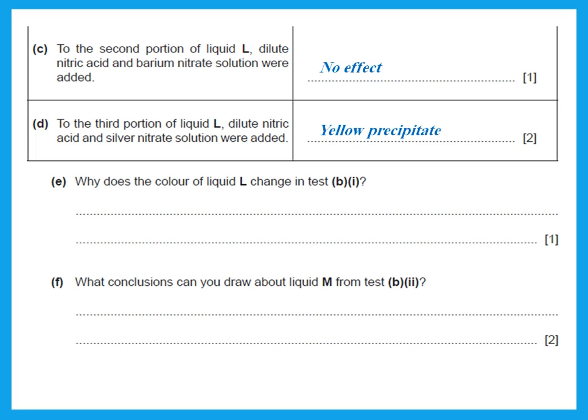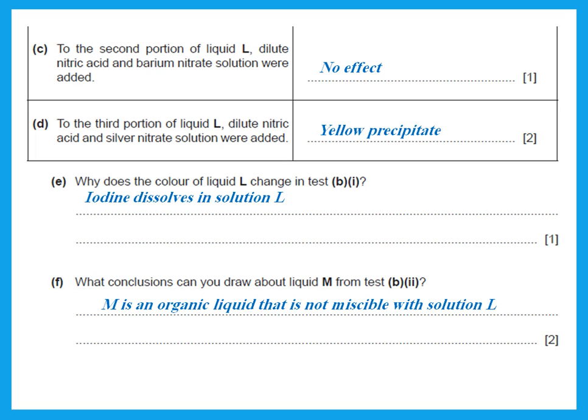Why does the color of liquid L change? That was when he put in the iodine, and the iodine dissolves in the solution to give an orange color. What conclusions can be drawn about the liquid? We said it was not miscible. It formed two layers. That means it must be an organic compound or an organic liquid that is not miscible with the solution. Are we following how to think about all of this?